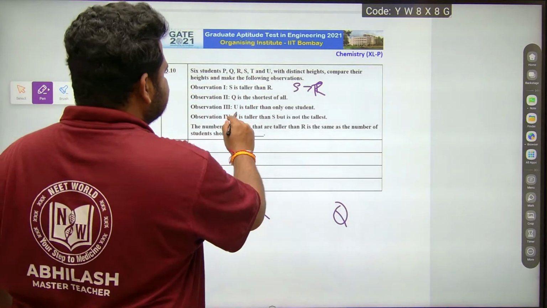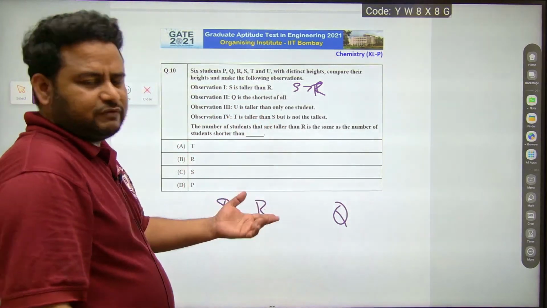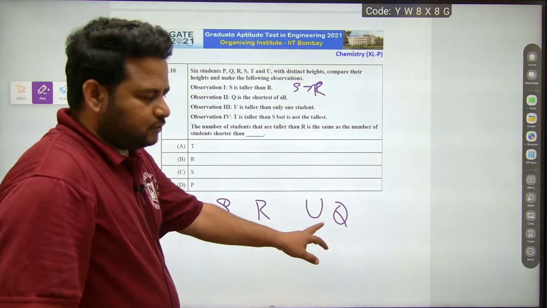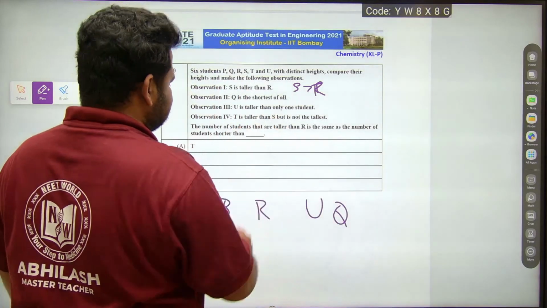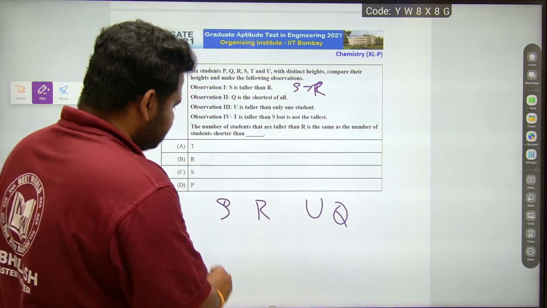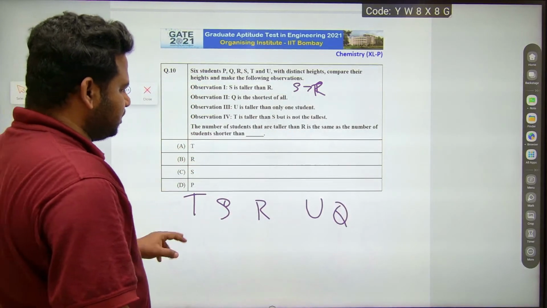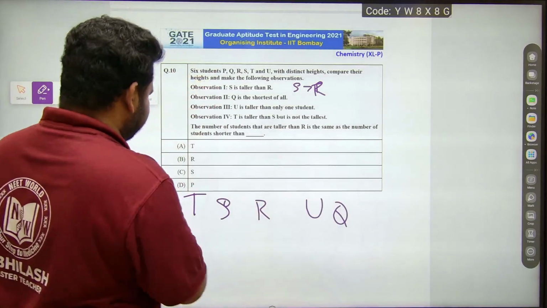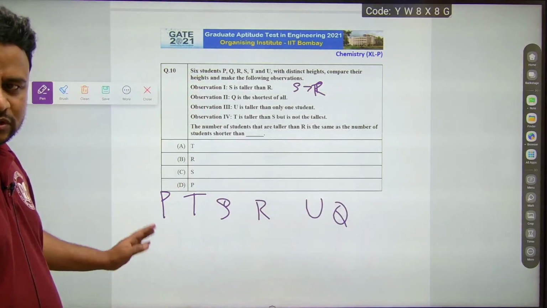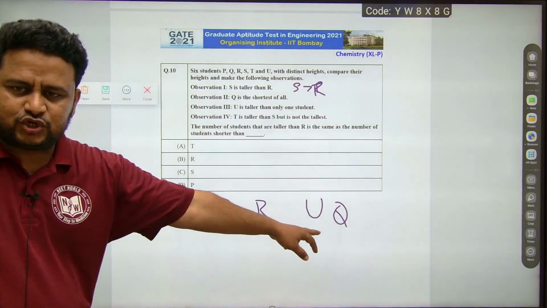U is taller than only one student, and that will be Q. So U will come here. T is taller than S but not the tallest. T is taller than S, and S is taller than R, so T will come here, but not the tallest. So 5 persons are placed, and who is left out? P. P is left out. So this is the tallest and this is the shortest, in this order.